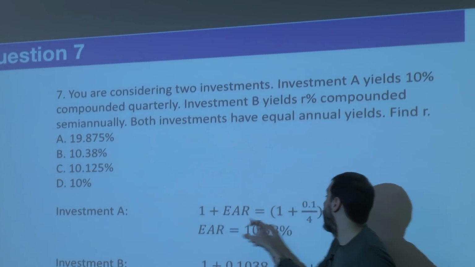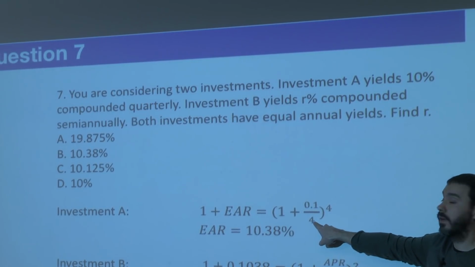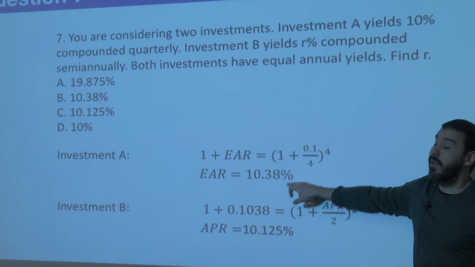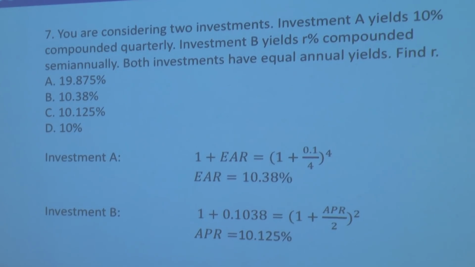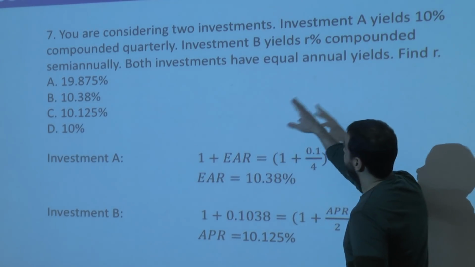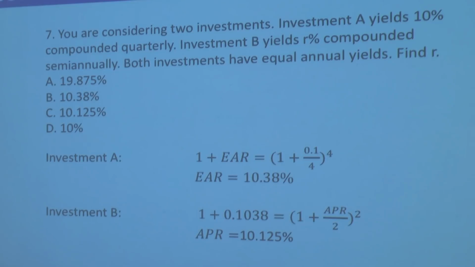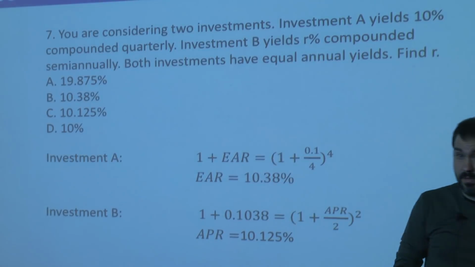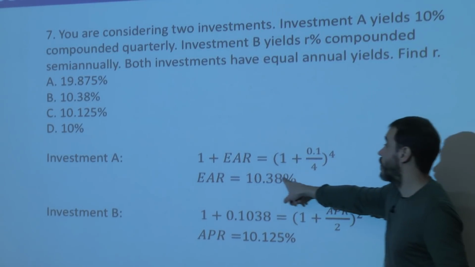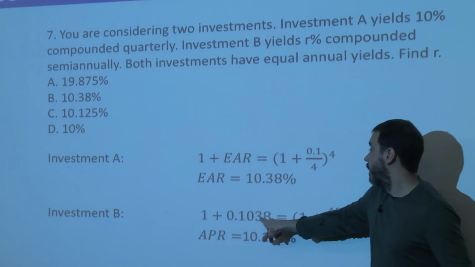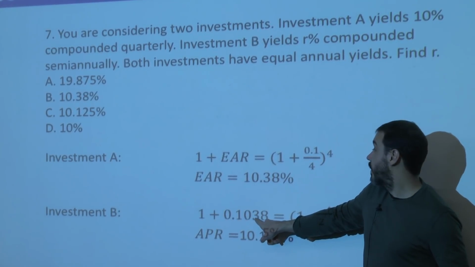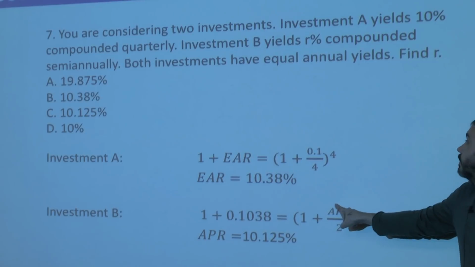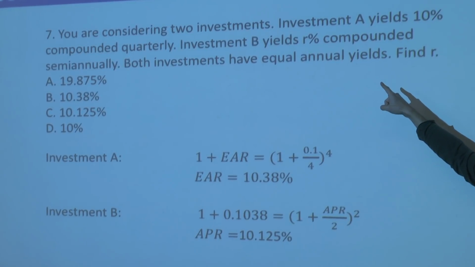So for investment A, I have 10% compounded quarterly, and that translates to an effective rate of 10.38%. Now we are told that both investments have equal annual yields. This is telling us both investments have the same EAR. So I can use this piece of information that I just computed for investment A as the EAR of investment B. And what I do not know is R%, the APR of investment B.